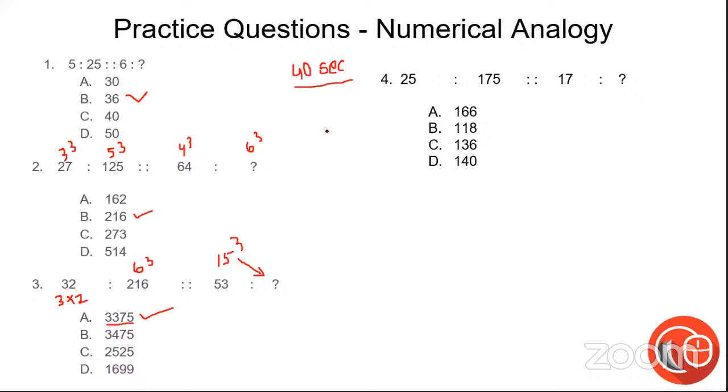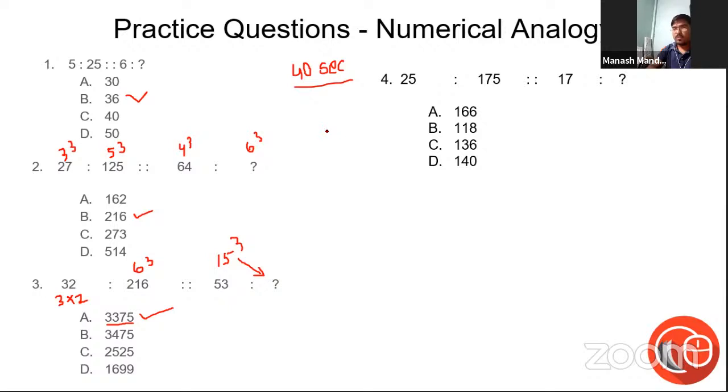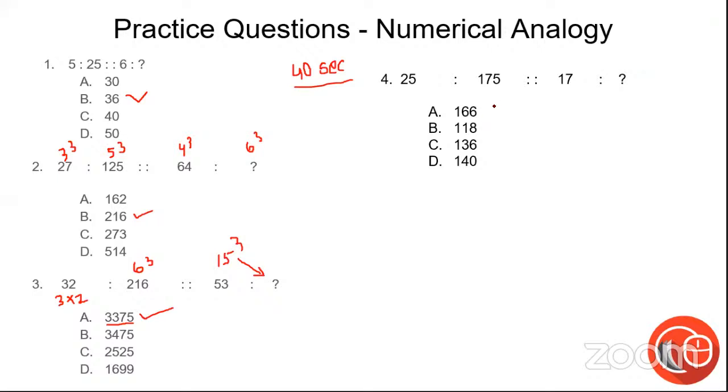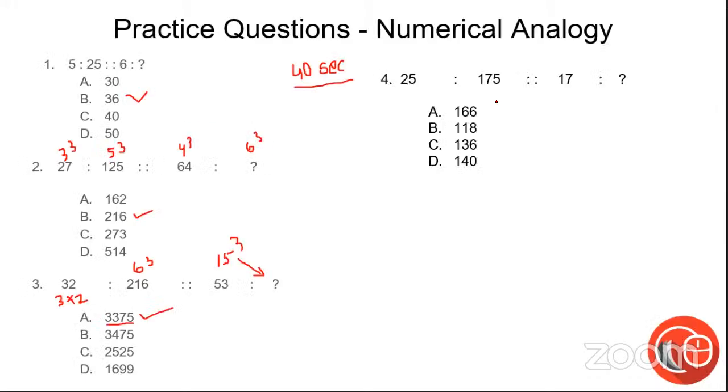Sir, is the answer C, 136? What logic did you use? Can you tell me? So basically, first I tried 175 and 25. 25 sevens are 175, but then 17 sevens is 119, not 118. So then I went the other way.